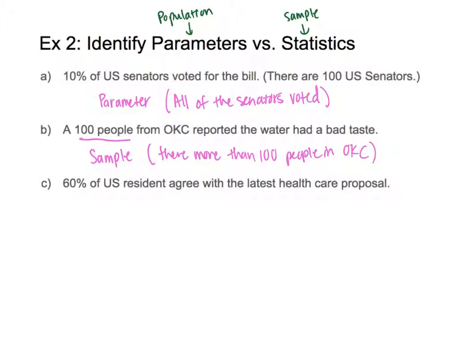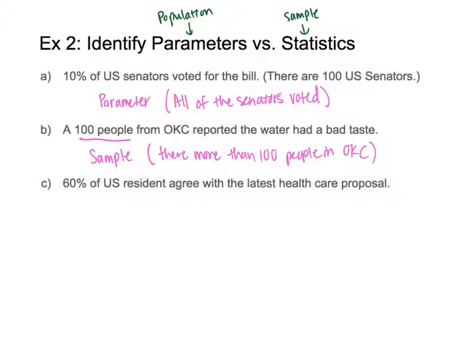So in this case, last but not least, 60% of the U.S. residents agree with the latest healthcare proposal. So this one here is kind of like the first one here, but this time around, think about it. So remember, this percentage here is not telling you that only 60% of the residents voted. This is just saying that 60% of the U.S. residents agreed on the latest healthcare proposal. 40% of them, I guess, said no to the healthcare proposal.